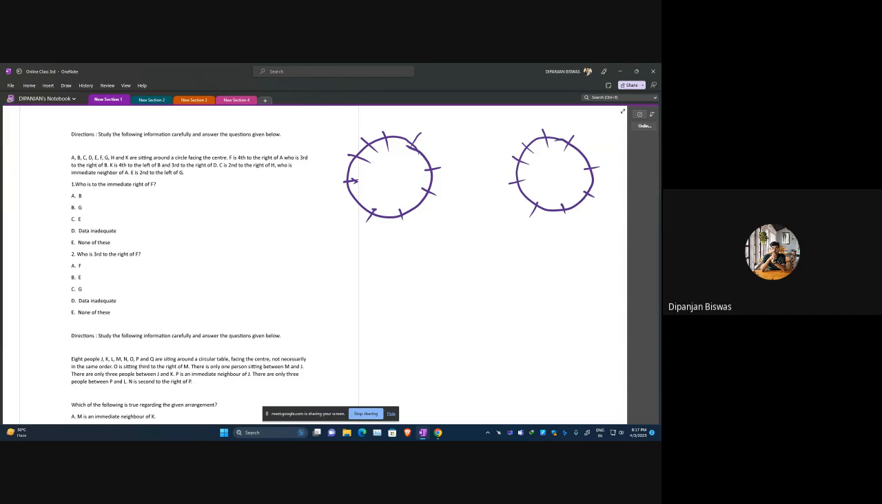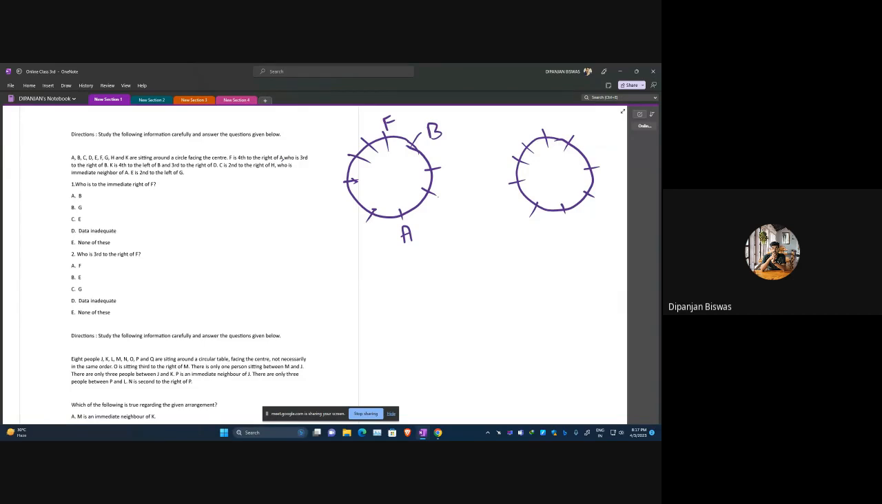F is 4th to the right of A. If we draw A here, F is 4th to the right. So 1, 2, 3, 4. F should come here. A, who is 3rd to the right of B. A comma is missing here. So it is relating to A. A is 3rd to the right of B. So B should come here. Again, there are no other possibilities for these statements, so this is just the single possibility.